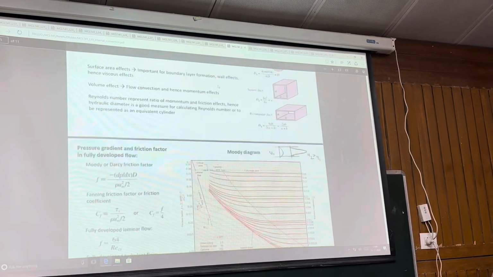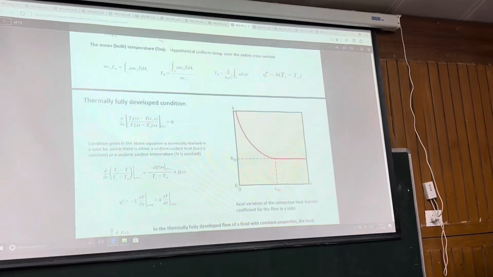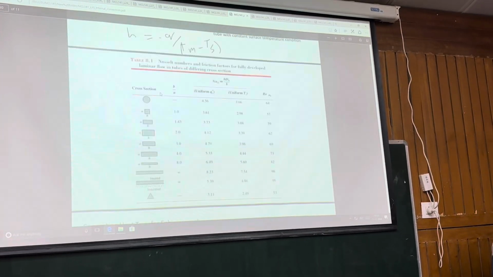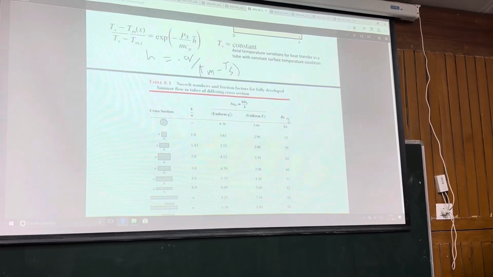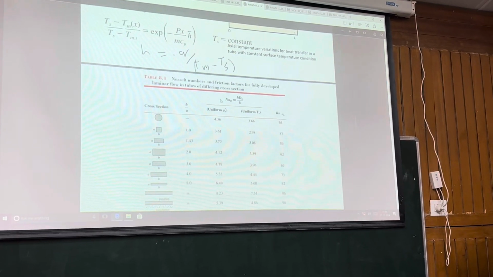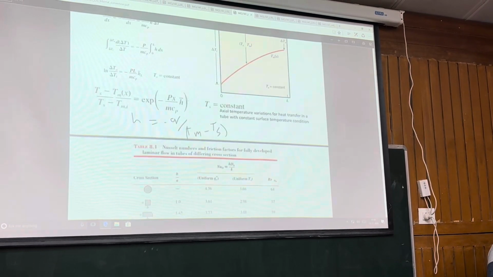Internal convection also, you should know how to calculate the Reynolds number, and for a given Reynolds number, this kind of table might be given. So calculate the Reynolds number, get the Nusselt number, from the Nusselt number get the heat transfer coefficient, and this kind of thing might be there.